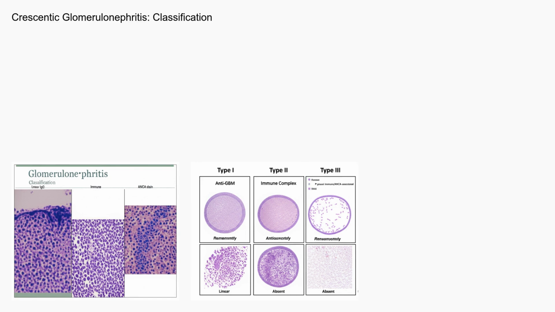Crescentic glomerulonephritis can be classified based on the underlying cause and immunofluorescence findings on kidney biopsy. The most common classification scheme includes three main types: type I, or anti-GBM disease, characterized by linear deposition of IgG along the glomerular basement membrane; type II, or immune complex-mediated disease, characterized by granular deposition of immune complexes within the glomeruli; and type III, or pauci-immune glomerulonephritis, characterized by the absence of significant immune complex deposition but frequently associated with ANCA. Understanding the specific type is critical for guiding treatment and predicting prognosis.